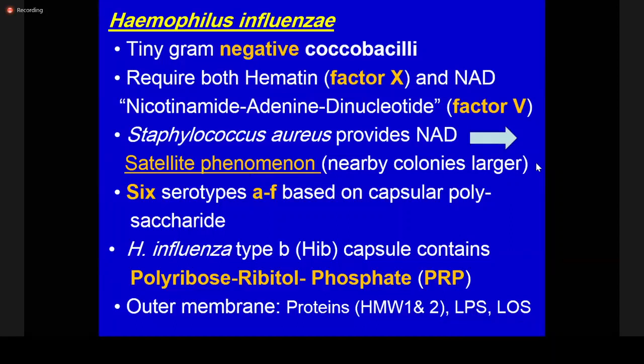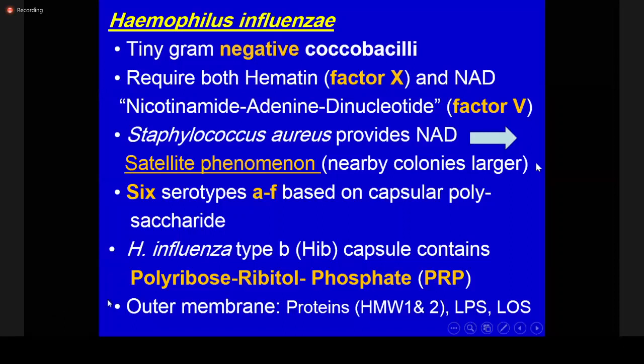According to the capsule of the microorganism, we have six serotypes from A to F, based on capsular polysaccharide. The most important of these is Haemophilus influenzae type B, which we call HIB. The capsule of this microorganism contains polyribose ribitol phosphate, PRP.